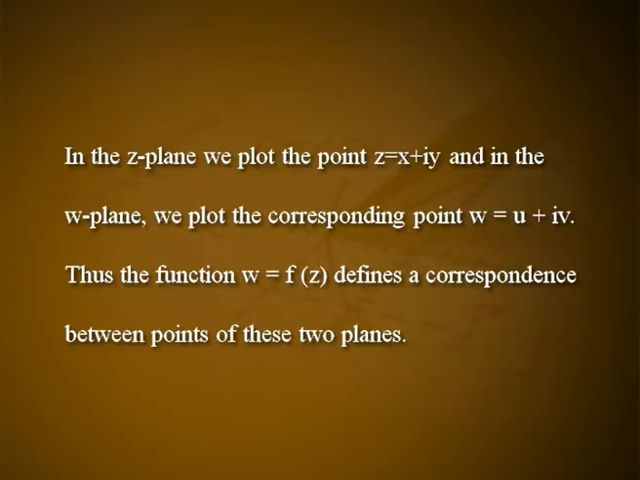As it is not possible, we choose two complex planes and call them z plane and w plane. In the z plane, we plot the point z = x + iy, and in the w plane, we plot the corresponding point w = u + iv. Thus, the function w = f(z) defines a correspondence between the points of these two planes. If the point z describes some curve C in the z plane, the point w will move along a corresponding curve C' in the w plane.